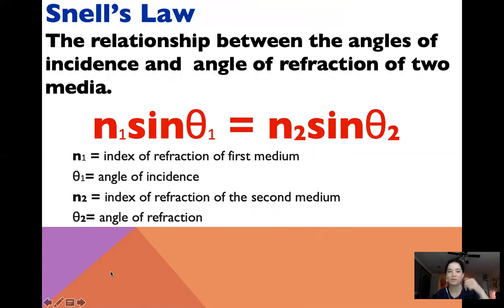All right, moving into Snell's Law. Snell's Law is a relationship between the angles of incidence and the angles of refraction between the two media. So N1 times sine theta 1 equals N2 times sine theta 2. N1 is your index of refraction for the first medium. Theta 1 is your angle of incidence. N2 is the index of refraction for your second medium. And theta 2 is your angle of refraction.